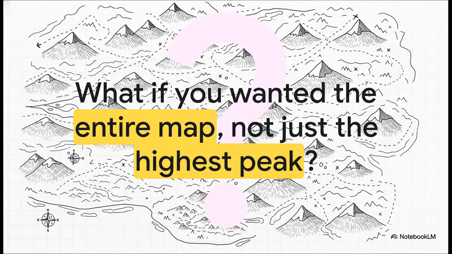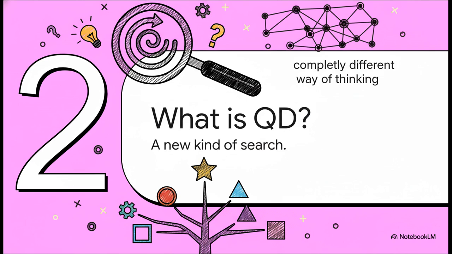So that brings up a huge question. What if finding the highest peak isn't the goal at all? What if what you really need is a full-on topographical map of the entire mountain range? A map that shows you all the good peaks, the different trails to get to them, and everything in between. A treasure map of possibilities. And that is precisely where quality diversity, or QD for short, comes in and just completely flips the script.